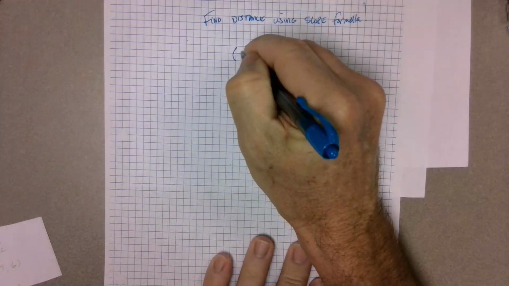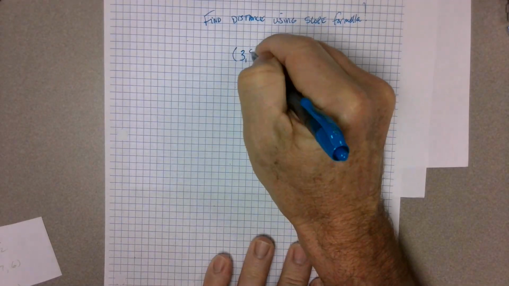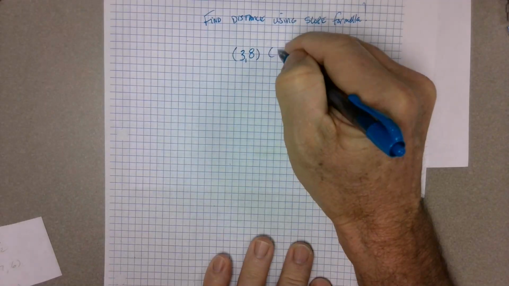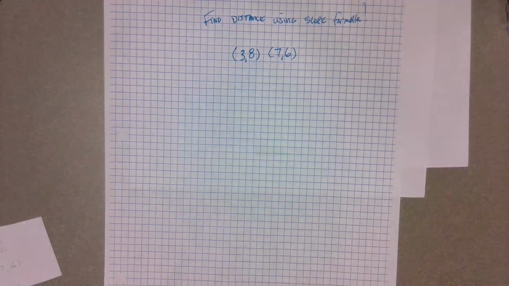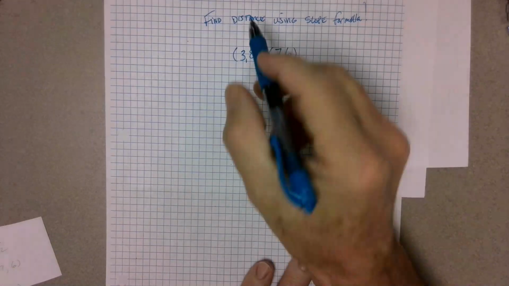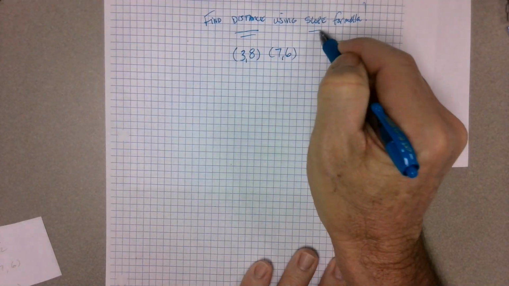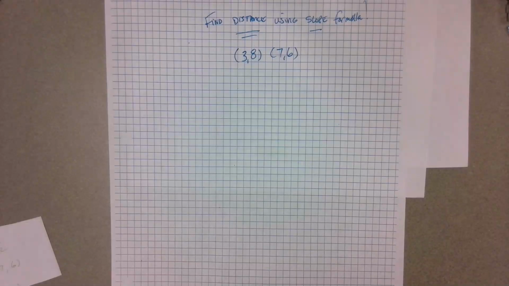I want to take 2 points. Let's say 3, 8, and 7, 6. I'm just going to take 2 points, and I want to try to find the distance from those, and I'm going to show you how to find the distance from finding the slope. Okay, so we're going to find the distance, but we're going to use slope to do it. There's some benefits to that, especially with coordinate geometry, so it allows us to do a lot of things.